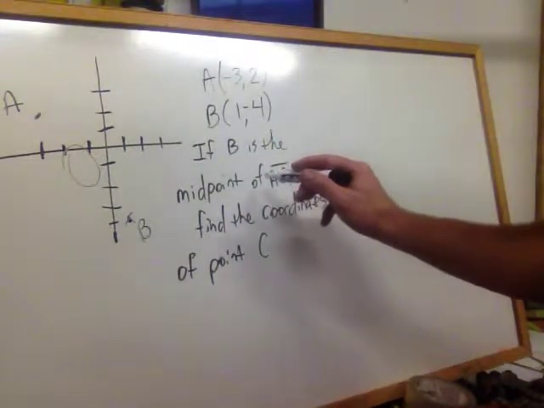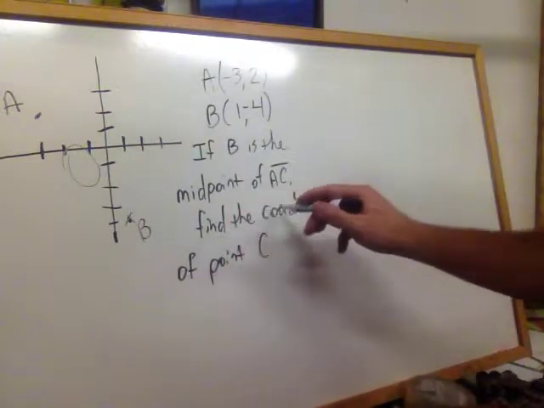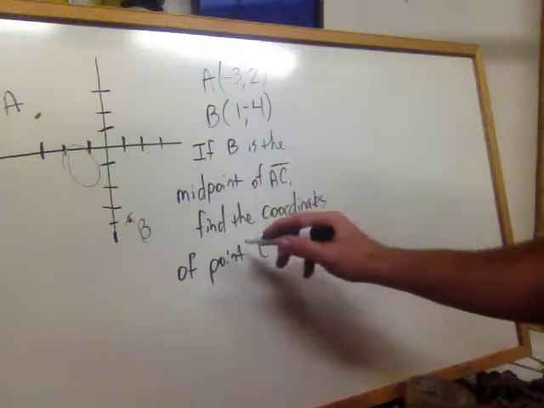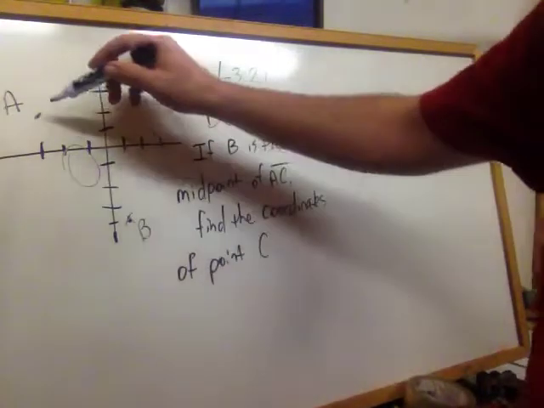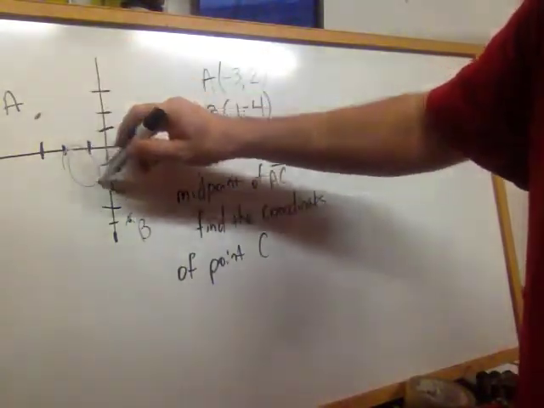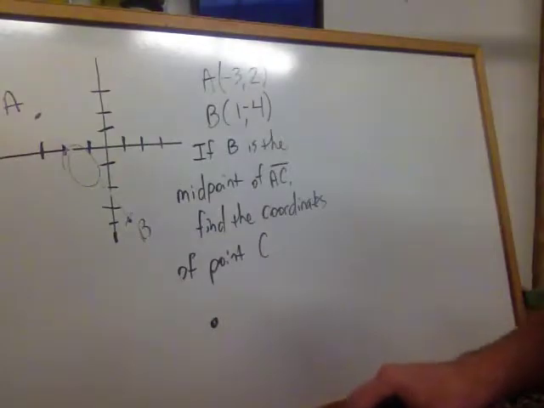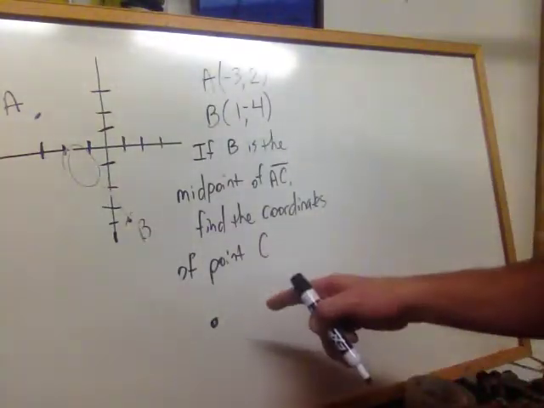Well, where did C come from? Well, let's keep reading the directions or the question. It says find the coordinates of point C. Oh, so we've got to find the coordinates of point C. So this looks like it's working backwards. So I would say that if I'm going this way to B, and B is the midpoint, then that means C is going to wind up down here somewhere. So that's what we're actually looking for, the coordinates of point C.